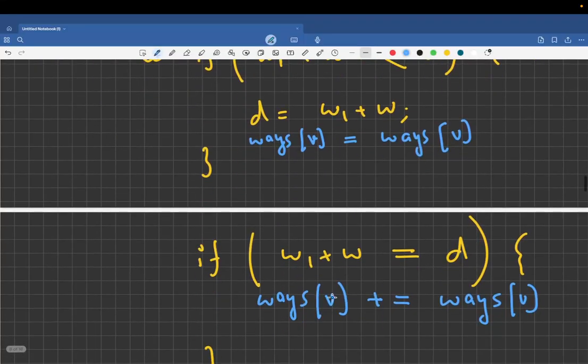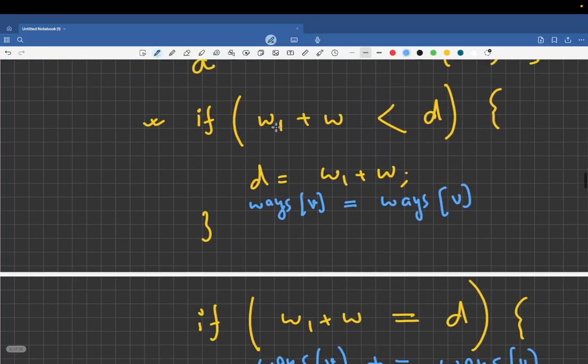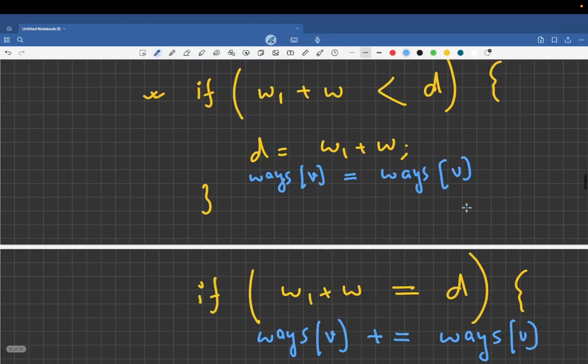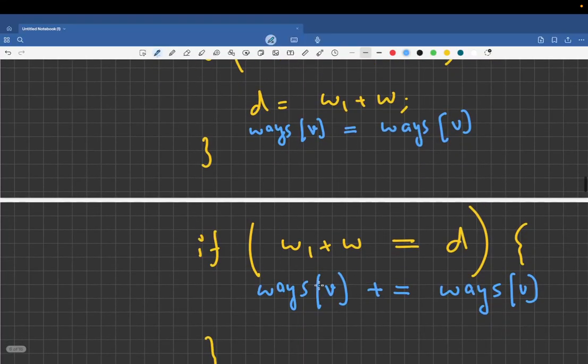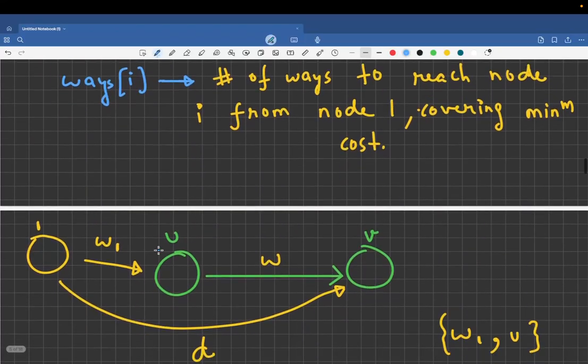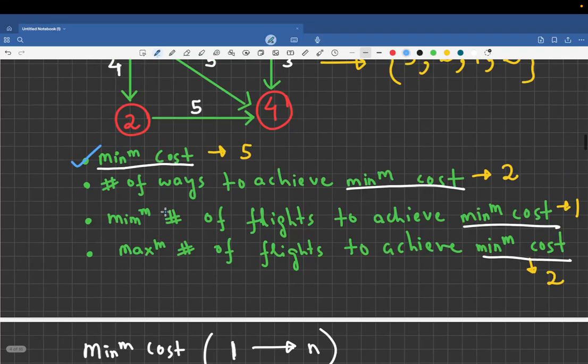Because for V, this edge from U is not the only edge that is helping it to cover the minimum cost. There are some other paths as well. So the number of ways to achieve this minimum cost for V will get incremented by the number of ways for U to achieve this minimum cost W1. And this is how I am going to calculate the total number of ways to achieve the minimum cost.